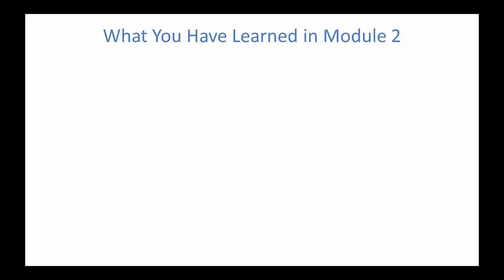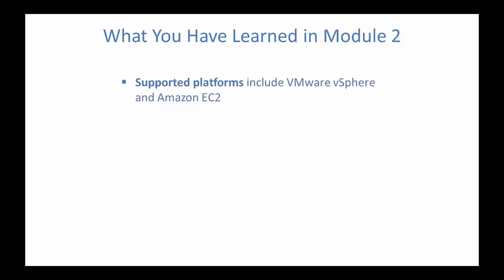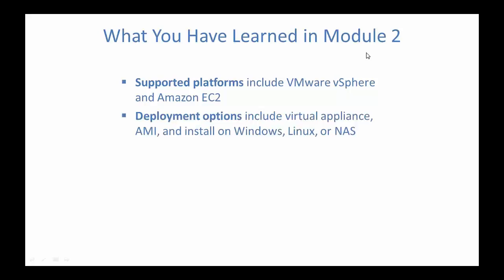Later I will show you how seeding can work. What we have learned in the second module is that supported platforms include VMware vSphere and AWS EC2. You can back up both VMware and Amazon EC2 environments. Deployment options include virtual appliance, Amazon machine image, and install on Windows and Linux. Starting from a couple releases ago, you can also install directly in the NAS box.